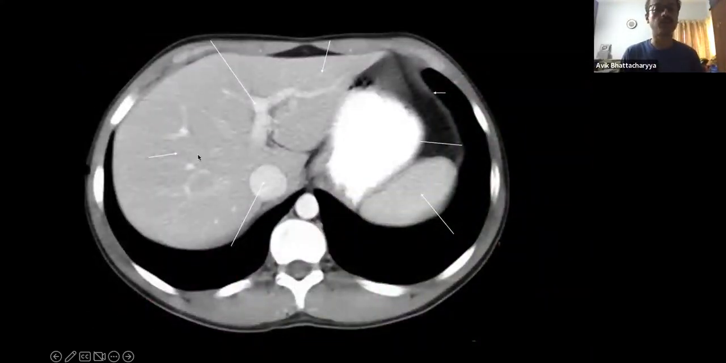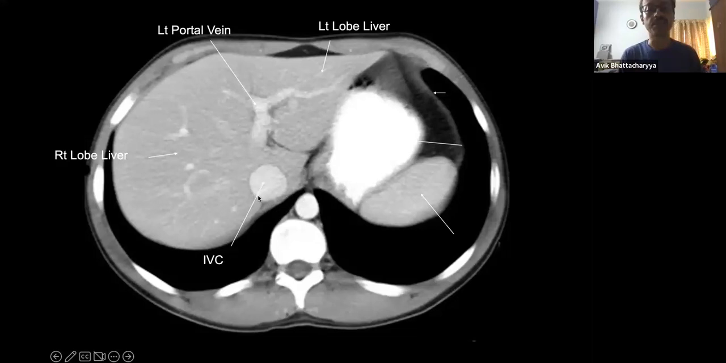So this is a normal anatomy of the upper abdomen. I am sure all of you know the different structures. Like this is the left lobe of liver. This is the left branch of portal vein. This is the right lobe of liver. This is the intrahepatic inferior vena cava.